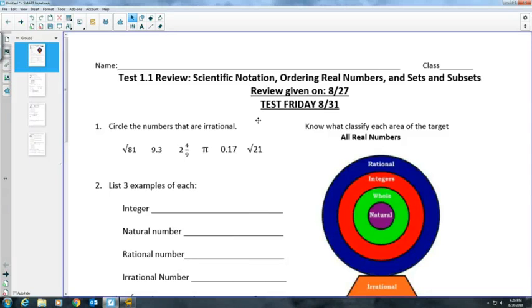Test review: scientific notation, ordering real numbers, and sets and subsets. I'm going to go through a couple of the examples. The rest of it will be in PDF format on Canvas for you to check later.